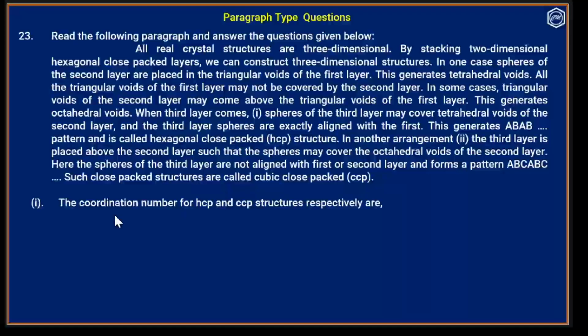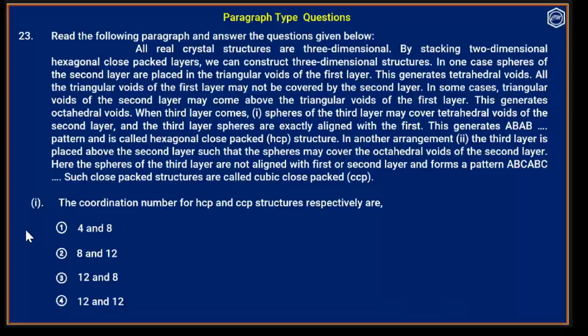Question 1. The coordination numbers for HCP and CCP structures respectively are: 4 and 8, 8 and 12, 12 and 8, 12 and 12. For both HCP and CCP close packing, the coordination number is 12.